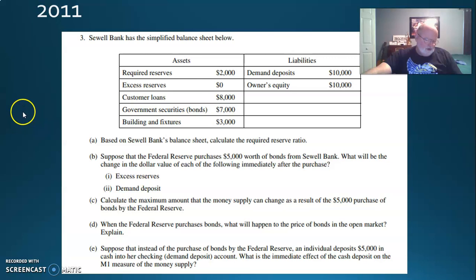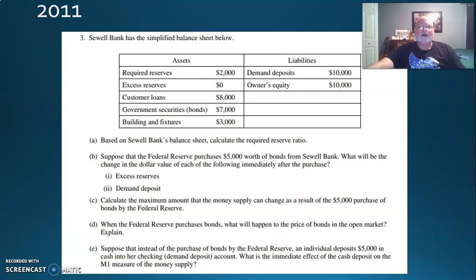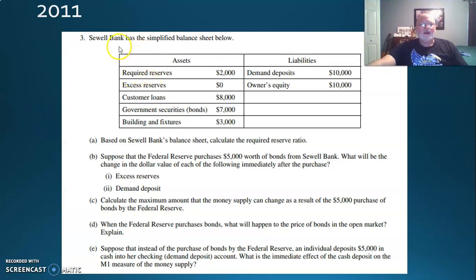Okay, one more and then you're on your own. This is a pretty big one here. Sewell Bank, there we go with Sewell again. I'm pretty sure that means that Dr. Sewell is one of the people on the test committee, because whenever you see these names, it's somebody who's on the test committee. There's a little joke they do.